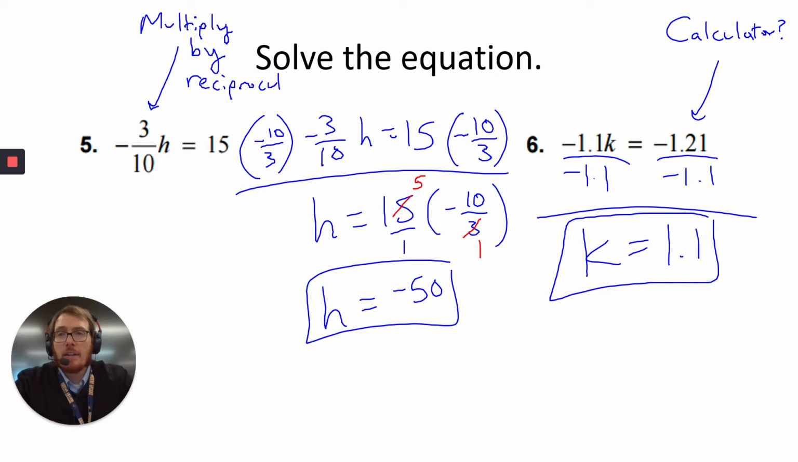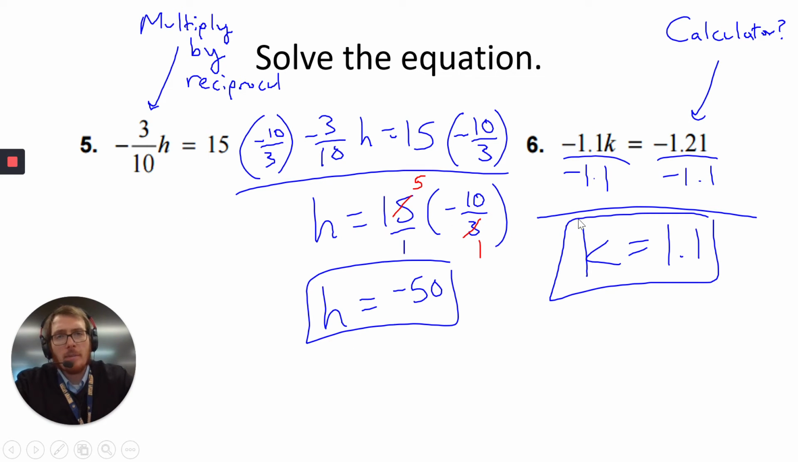Okay, this scenario, number 5, is the one that causes the biggest issues for students. You want to make sure you pay close attention. Okay, let's compare 5 and 6. So 5 has a fraction coefficient, and 6 has a decimal coefficient. The decimal one's a lot easier for students because you could just divide by that coefficient to get rid of it. You could plug that in. You should get a positive 1.1 for this answer on number 6.